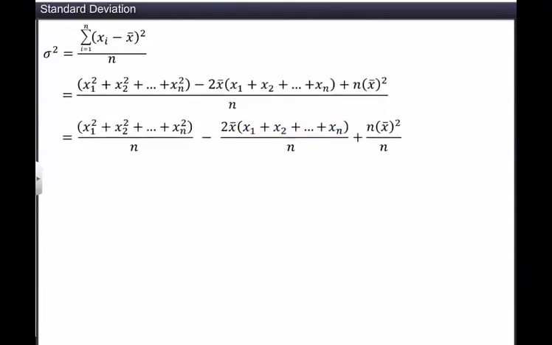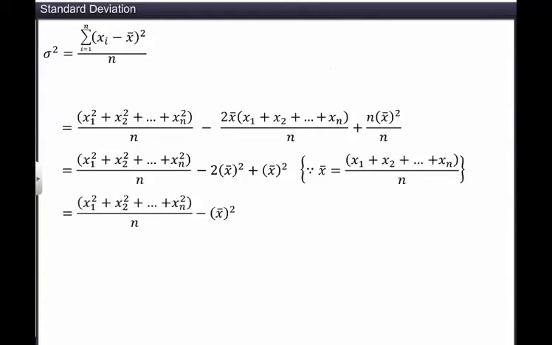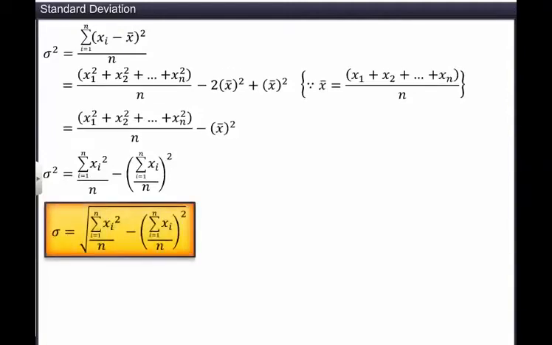On simplification, we get that variance is equal to the summation of xi squared divided by n minus the summation of xi divided by n, whole squared. Therefore, the standard deviation of ungrouped data can also be calculated by using the formula square root of summation of xi squared divided by n minus summation of xi divided by n, whole squared.